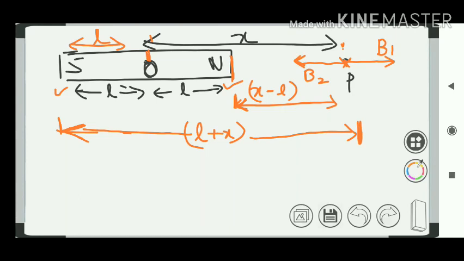Now we have to write the expression of magnetic field. Let's say B1. So what will be the expression for magnetic field B1?